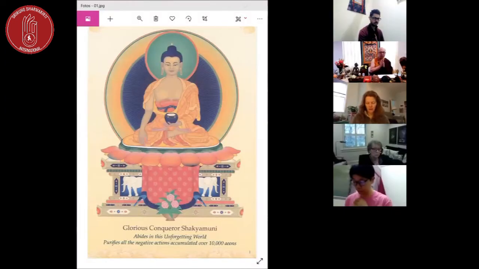Starting on page 50. Throughout all time, all sentient beings take refuge in the Guru, take refuge in the Buddha, take refuge in the Dharma, and take refuge in the Sangha. Homage to the Bhagavan Tathagata Arhat, the perfectly complete Buddha Shakyamuni. Next section, Rowan.